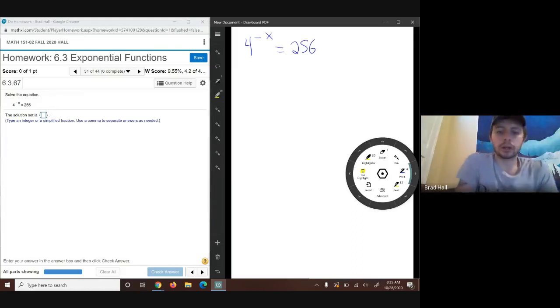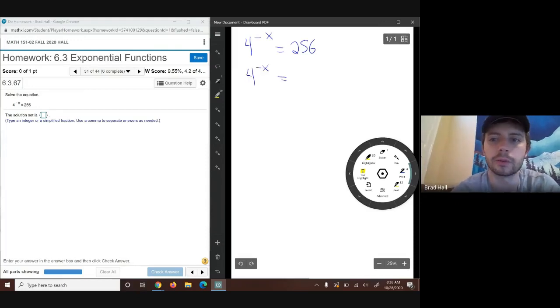Okay, so 256, I would love to write 256 with a base of 4. What I mean by that is, is it true that 256 is equal to 4 raised to a certain power? Well, I'm just going to grab the calculator and type in certain powers of 4. 4 raised to the second power is 16. Not good enough. 4 raised to the third power is 64. Still not good enough. 4 to the fourth power is 256. Got it. So I'm going to rewrite this problem, not with 256, but as 4 raised to the fourth power.